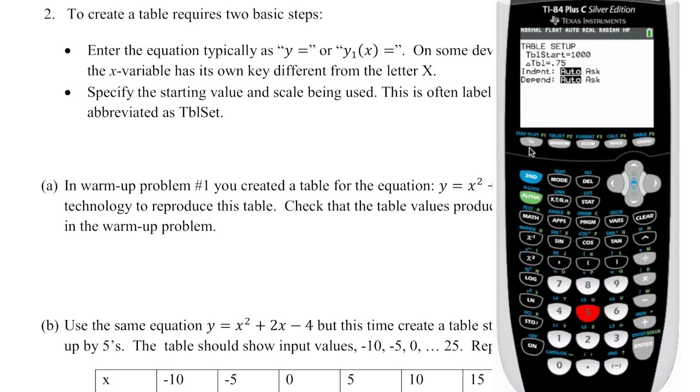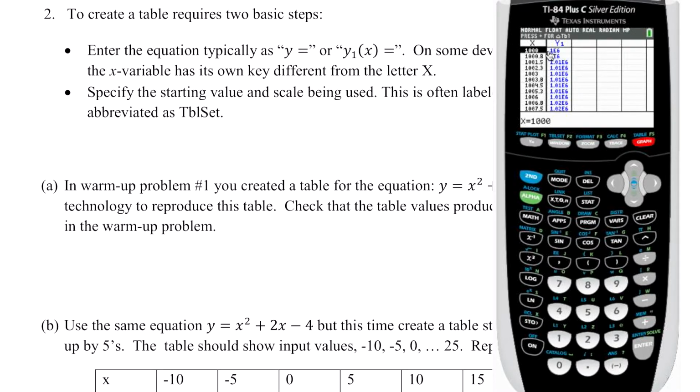And we should get some fairly large numbers in scientific notation here. So let's go second table and see what happens. And sure enough, we have scientific notation. But if you notice, we're going up by that really small amount. So let's do a little more realistic value.